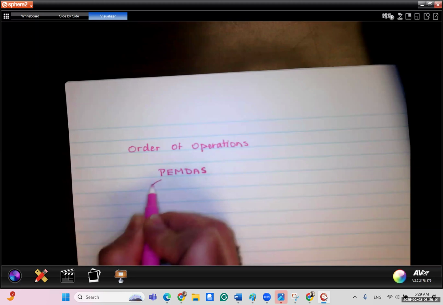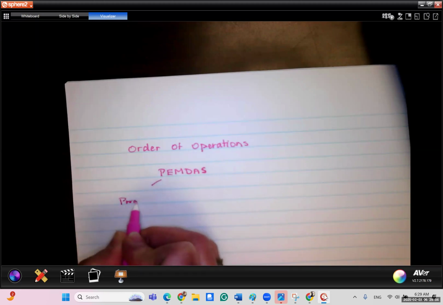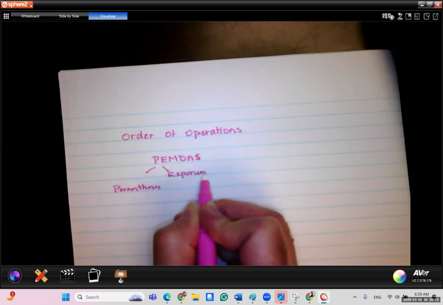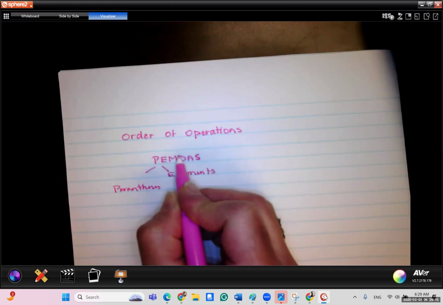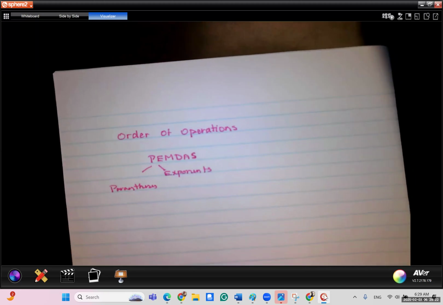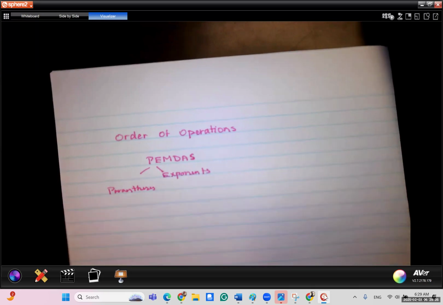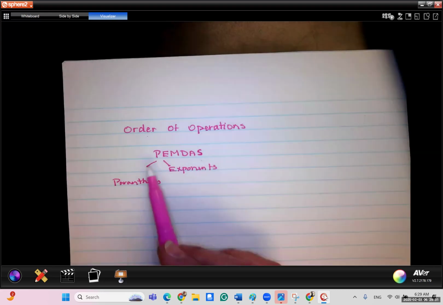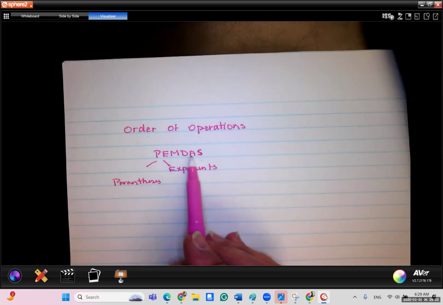So P is for parentheses. E is for exponents. And M is multiplication, D is division, addition, subtraction. Okay. So I'm not gonna write those because I think you're gonna remember. Let me focus this screen a little bit. Much better. Okay, so parentheses, exponents, multiplication, division, addition, and subtraction.